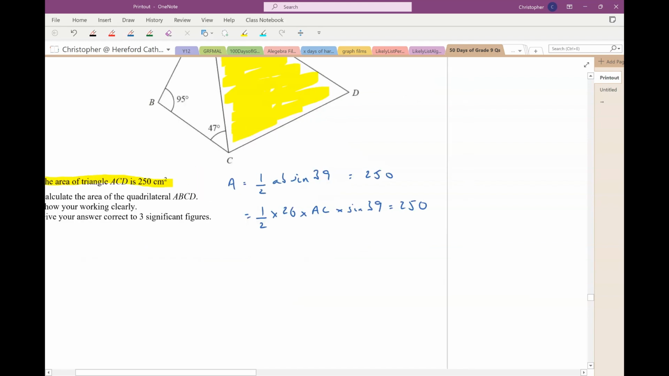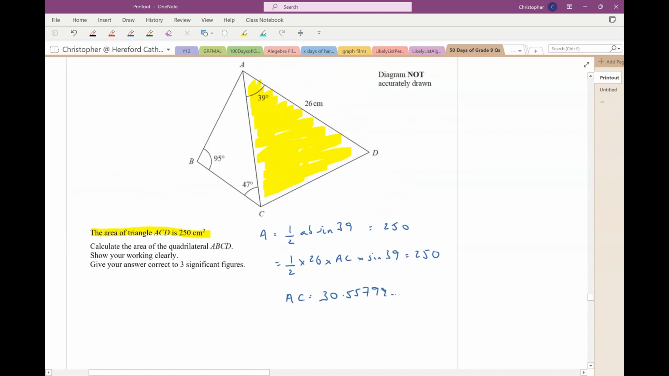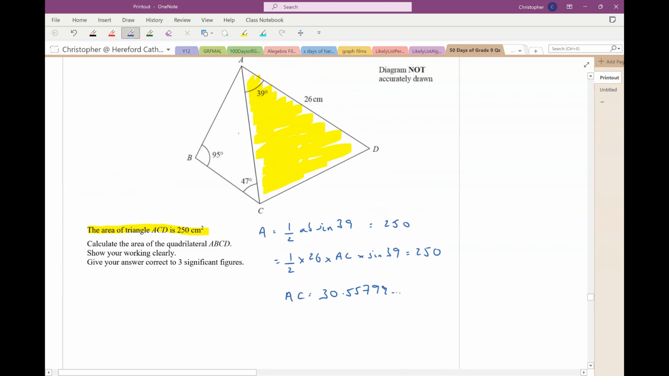So all I've got to do is rearrange that to find AC. AC is going to be 250 times 2, then divide by 26, and then divide by sine 39. And that tells you that AC is 30.55799. So now I know AC, that one, 30.6, but we'll use the whole number if we need to later.